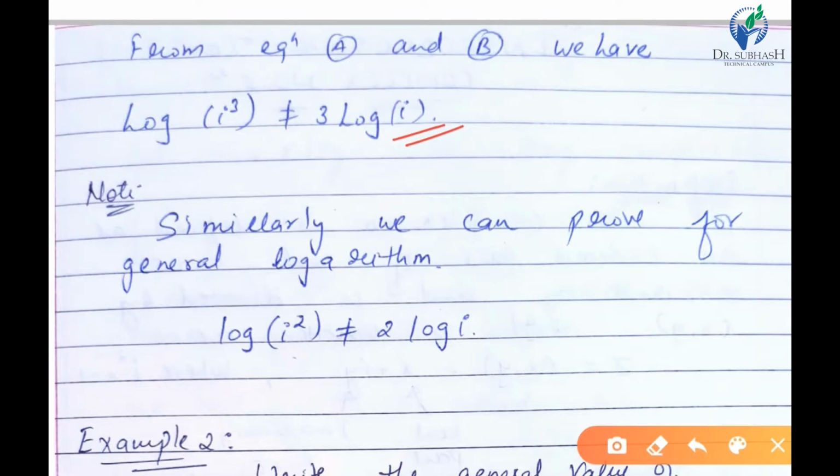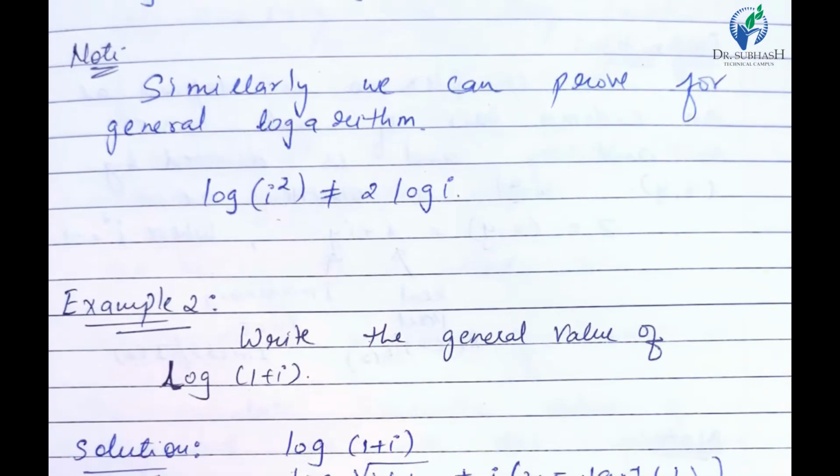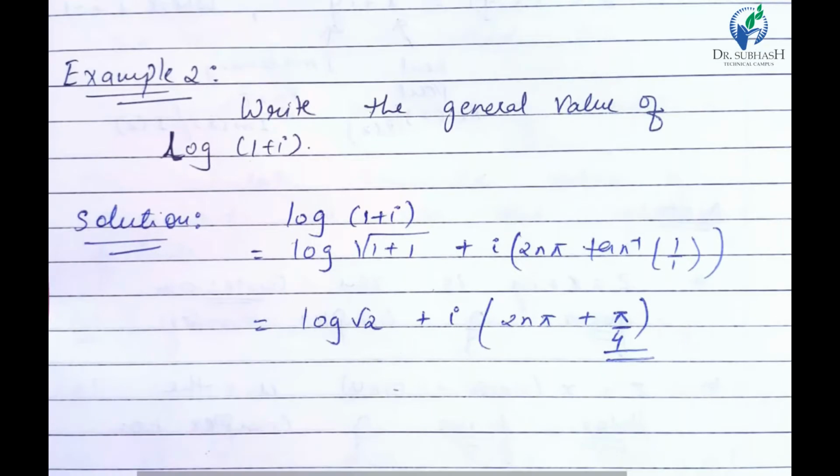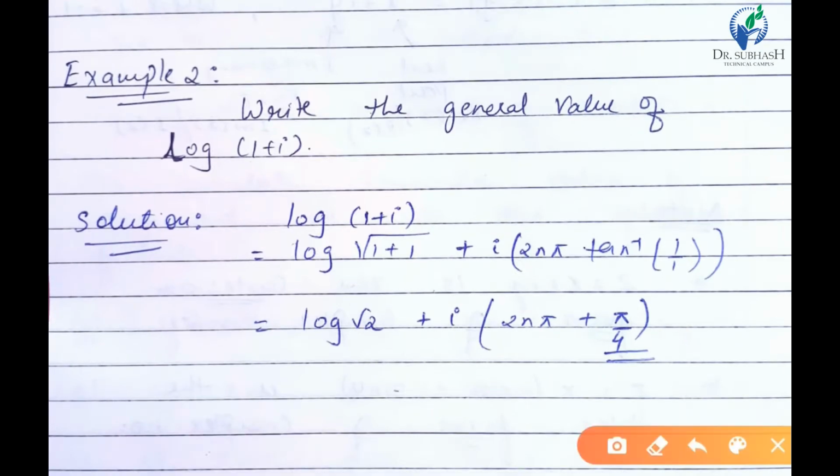Similarly, we can prove for the general logarithm that log I square is not equal to 2 log I. Here we will use the formula for general logarithm, that is equation 1. Now let us see one more example. Write the general value of log of 1 plus I. So here we will use equation 1. Okay, general logarithm.